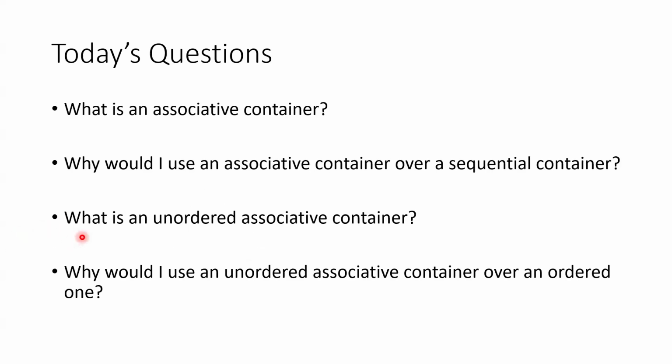STL containers. We will be extending the containers to associative containers versus sequential containers. We're extending that further to unordered associative containers over an ordered one. Sequential containers are the containers that we have been looking at. A vector is sequential, it's a 1D array. A list is sequential, it's a 1D list.